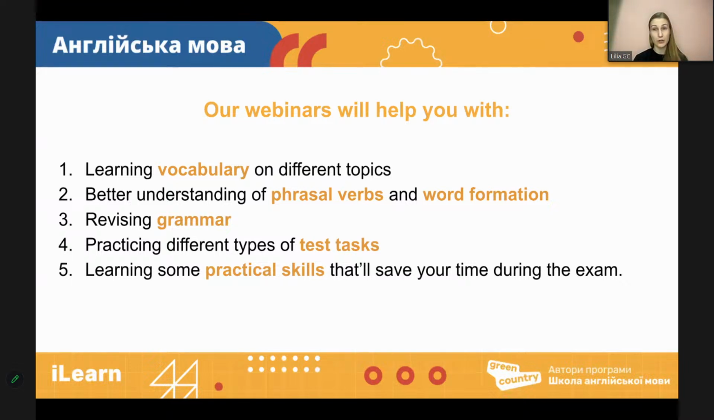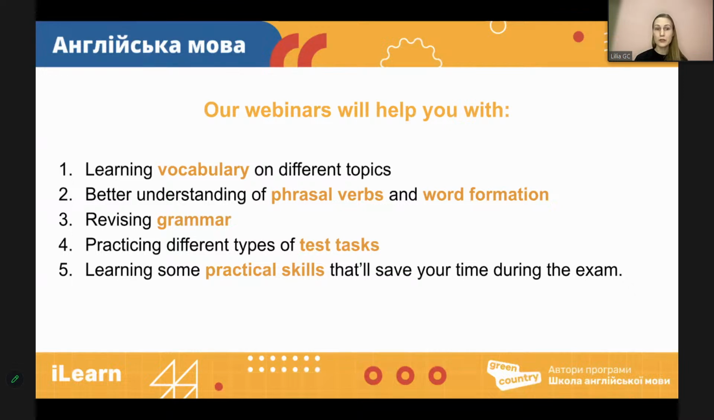And first of all, I want to give you some promises. So our webinars will help you with, first of all, learning vocabulary. Even today, we will have some vocabulary topic to practice. Then we will better understand phrasal verbs, word formation, and many tricks of English. We will revise grammar. Basically, all the topics included in NMT will be here in our webinars. Also, we're going to practice different types of test tasks. So today we will look through all of them very briefly, but next lesson, each of them will be dedicated to a particular task practice.